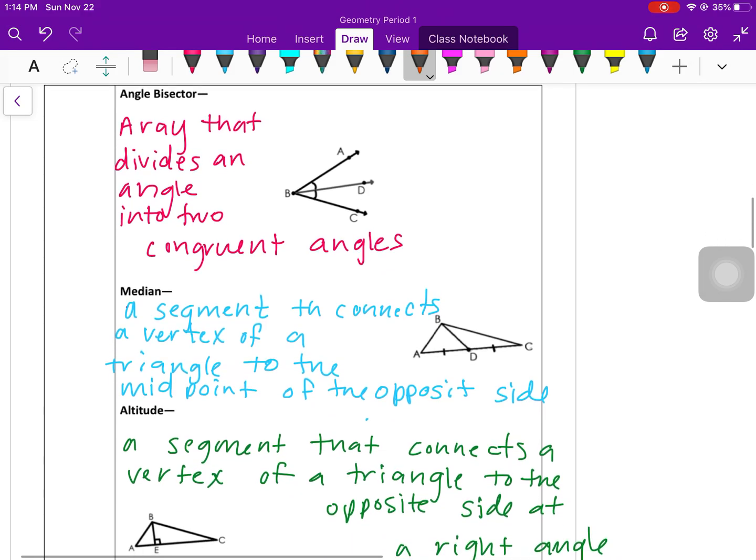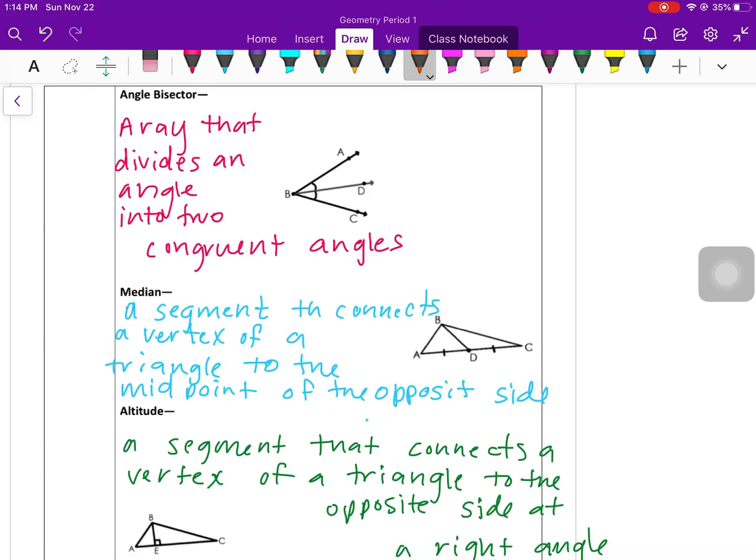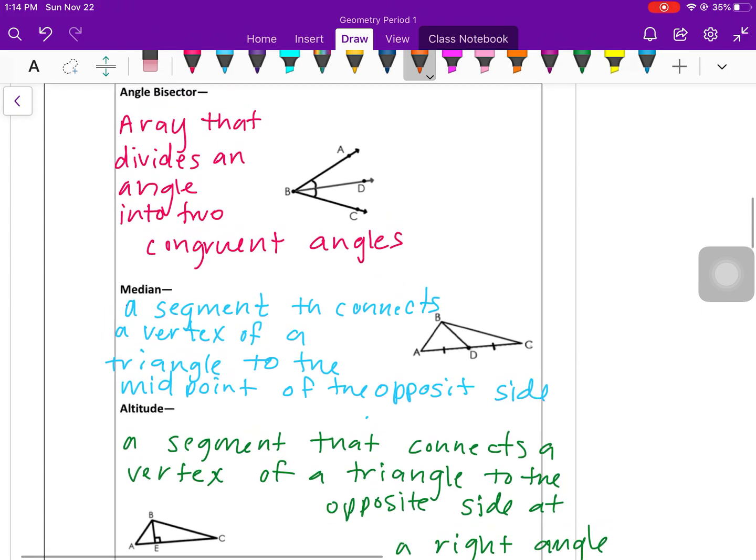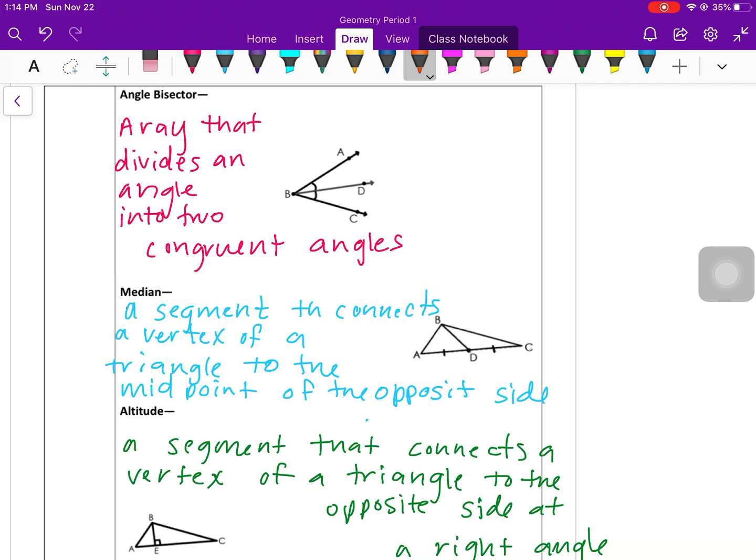Angle bisector. Take another minute, pause, and write down these definitions. Angle bisector, median, and altitude. All right, so we took our minute. You're back. You've got these all written down.